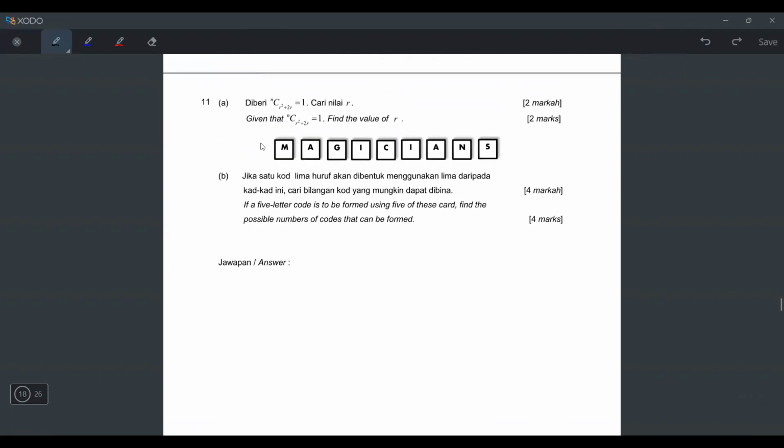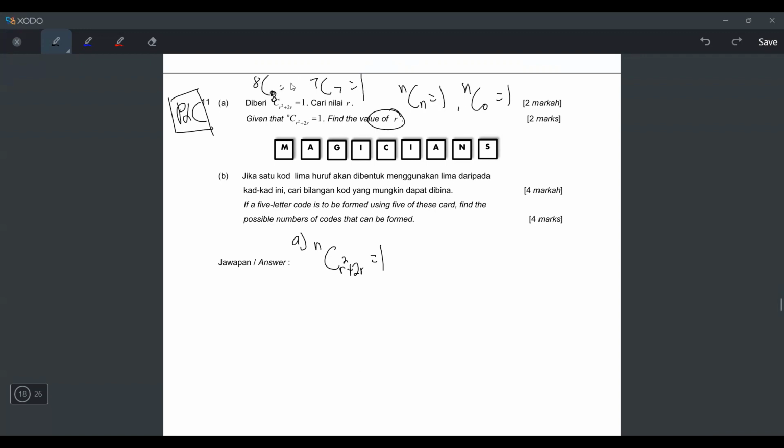11. So given that, question A, nCr squared plus 2r equals to 1. Find the value of r. Okay, there's a few things you need to know for this. This is definitely from the Form 5 chapter, under permutation and combination. So under combination, you need to know that nCn equals 1 and nC0 also equals 1. It means it doesn't matter if I ask you what is 7C7, it is 1. What is 8C8? 1. What is 100C100? 1. And one more thing, anything C0 is also 1. So if I ask you 5C0, 1, 4C0, 1, 9C0, 1, and so on.